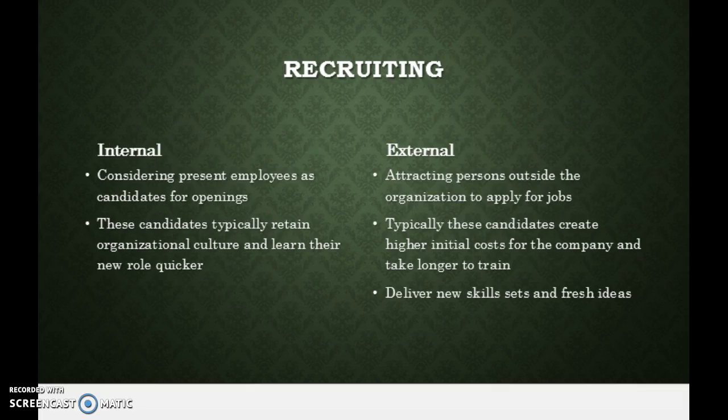Recruiting can be completed internally or externally. Internal recruiting considers present employees as candidates for openings. These candidates typically retain organizational structure and learn their new role quicker. External candidates attract persons outside the organization to apply for jobs. Typically, these candidates create higher initial costs for the company and take longer to train, but deliver new skill sets and fresh ideas.